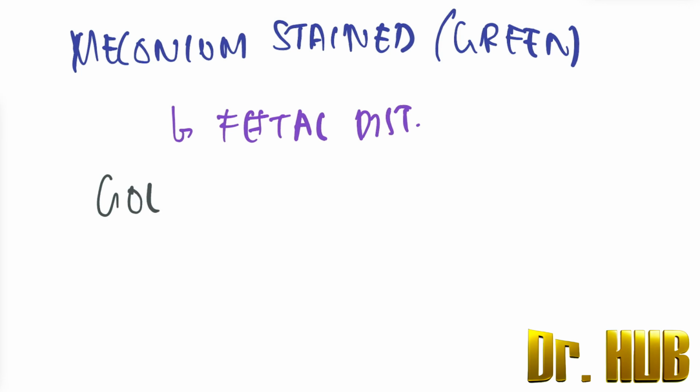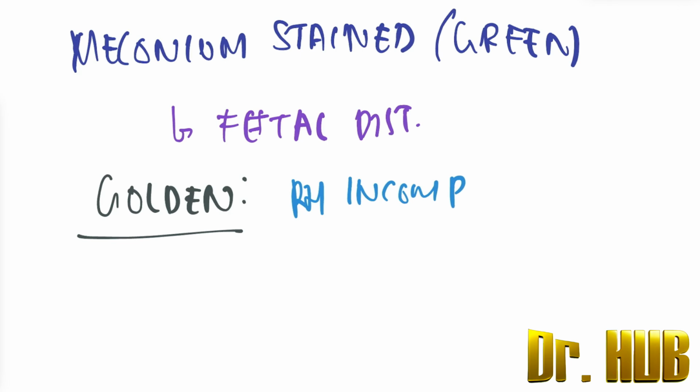Next is the golden. The golden refers to RH incompatibility, and there is excessive hemolysis of the fetal RBC and excess bilirubin.